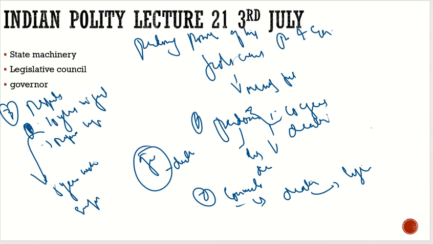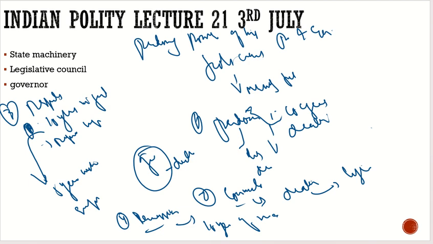Then the fourth is remission. Under remission, if you are given a jail term of 14 years of rigorous imprisonment, it would be reduced to 10 years of rigorous imprisonment. The nature would be the same, but the term would be reduced from 14 years to 10 years. Nothing will happen to the nature. The term will be reduced.